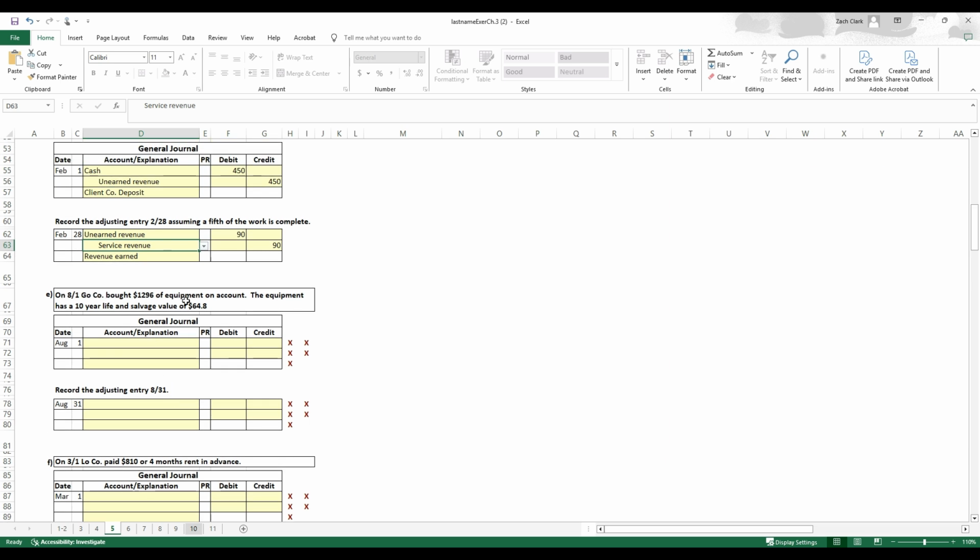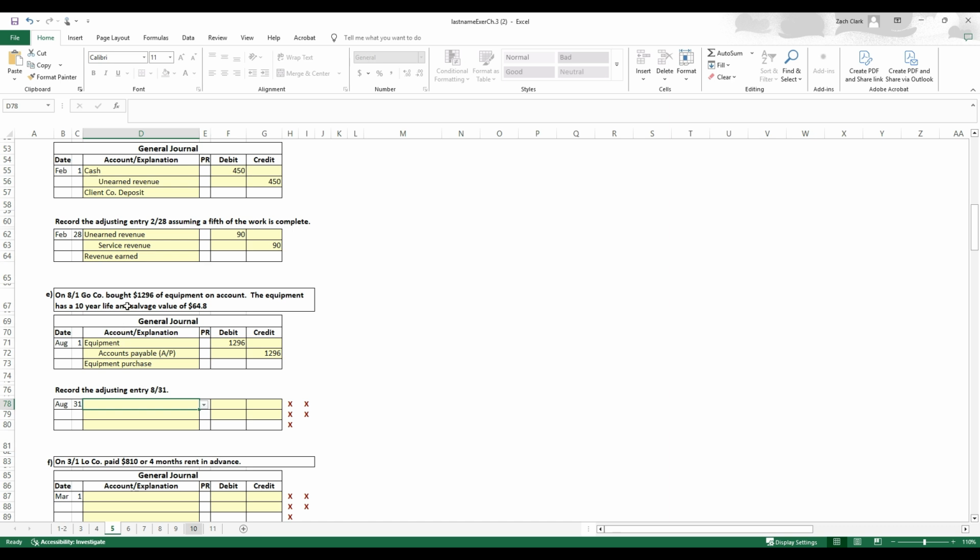Okay, on 8/1, we bought a piece of equipment for $1,296. So we're going to buy equipment, and we bought it on account. So I think we're going to use accounts payable. Yep, $1296. Equipment purchase, per se.